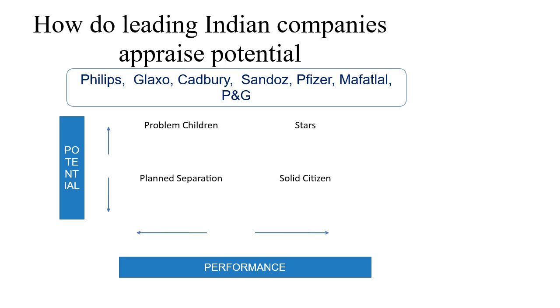When the potential is very low but the performance is very high, that means they are hard workers, you train them to be better performers. When the potential is very high and performance also is high, you tag them as star performers and give them an increment or promotion, whatever is required.